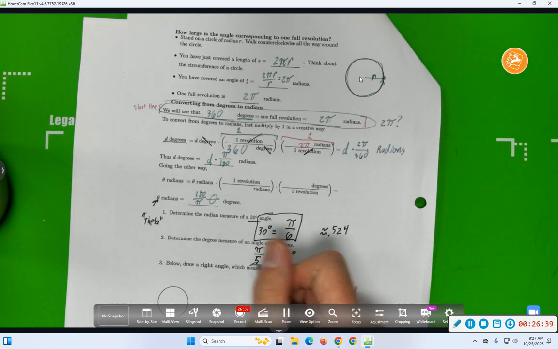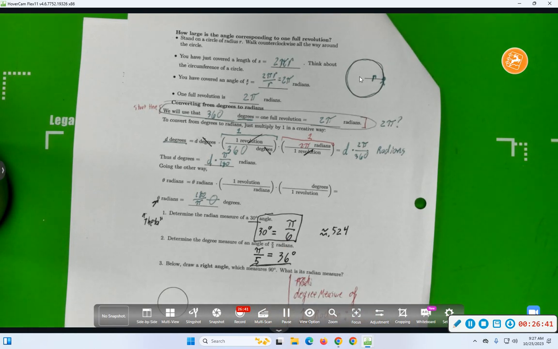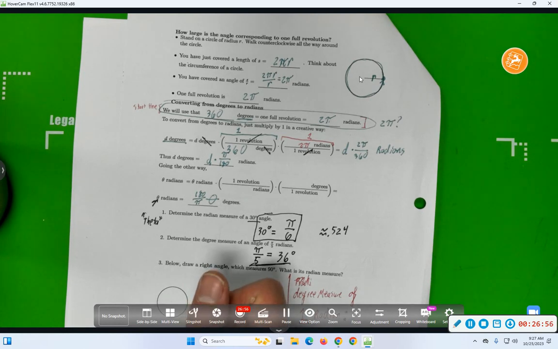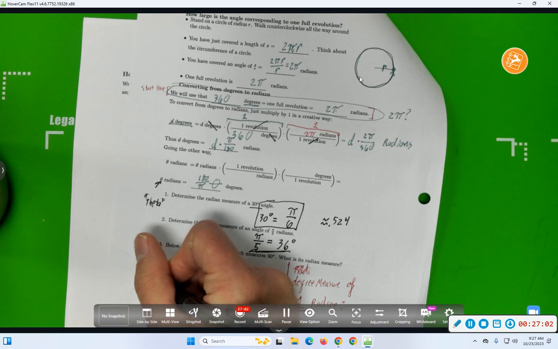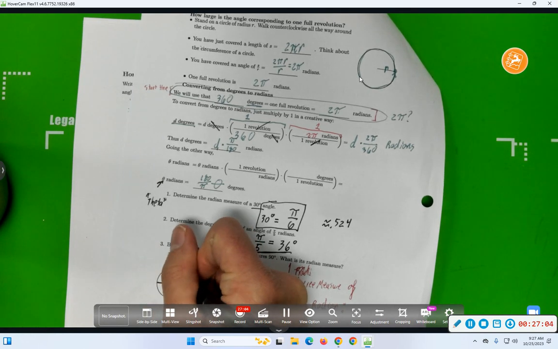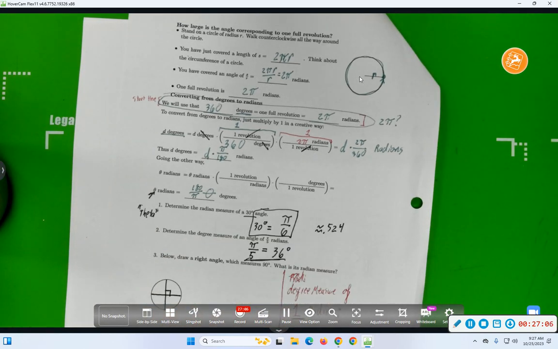So, pi over 5 is an angle that we just won't see as often. Not for any super huge reason, it's just not one of the angles that I can compute trig functions of on the nose. This one will be though. A right angle. So there's a right angle. It's 90 degrees. How many radians is that?